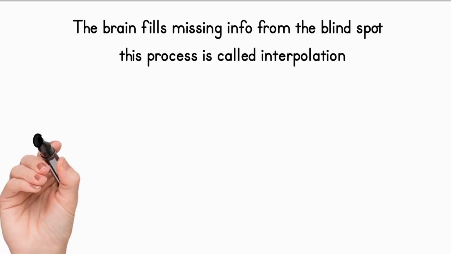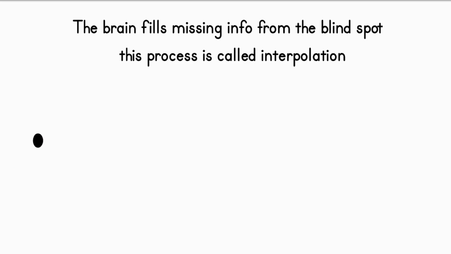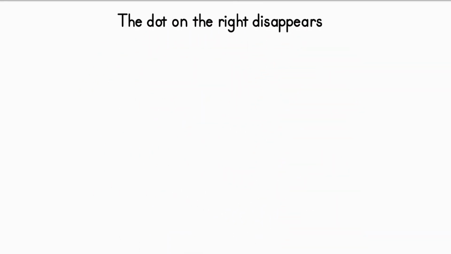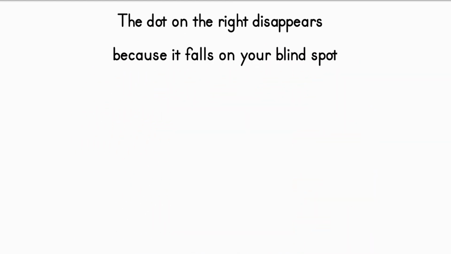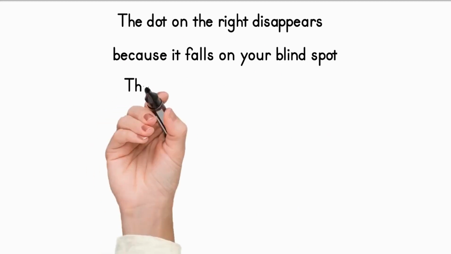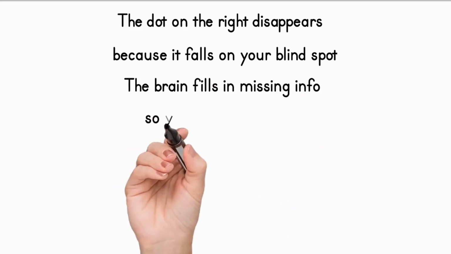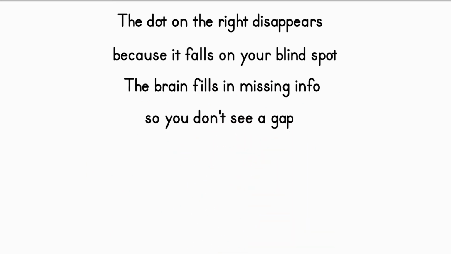Close your left eye and focus your right eye on the spot on the left side of the screen. Slowly move your face closer to the screen while still focusing on the spot. Did you notice that the dot on the right side disappeared? This happens because the image of the dot falls on the blind spot of your right eye. But don't worry, your brain fills in the missing information so you don't perceive a gap in your vision.